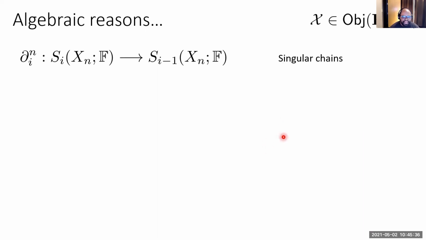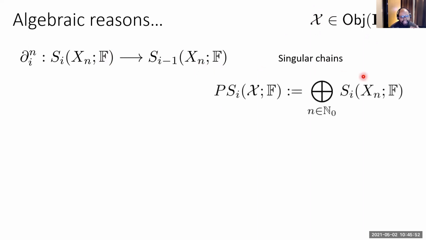So let me tell you how. Again, start with a filtered topological space X, and take the singular chains on each filtration degree n. If you take the singular chains and just add them up, take the direct sum over the filtration degrees, you get what is called the persistent chain complex.